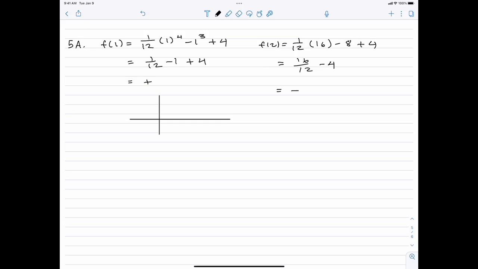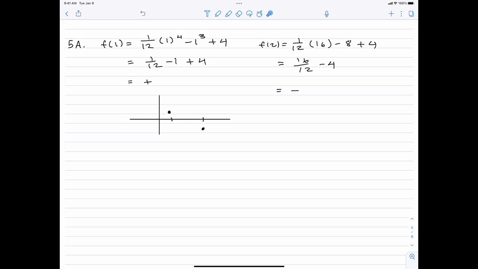So let's say between 1 and 2. Well, if at 1 the graph is positive, and at 2 the graph is negative, and we know that's a polynomial function, so we know this function is continuous, somewhere, at least once on this interval, there's got to be a place where it crosses the x-axis. So let's put that together formally.